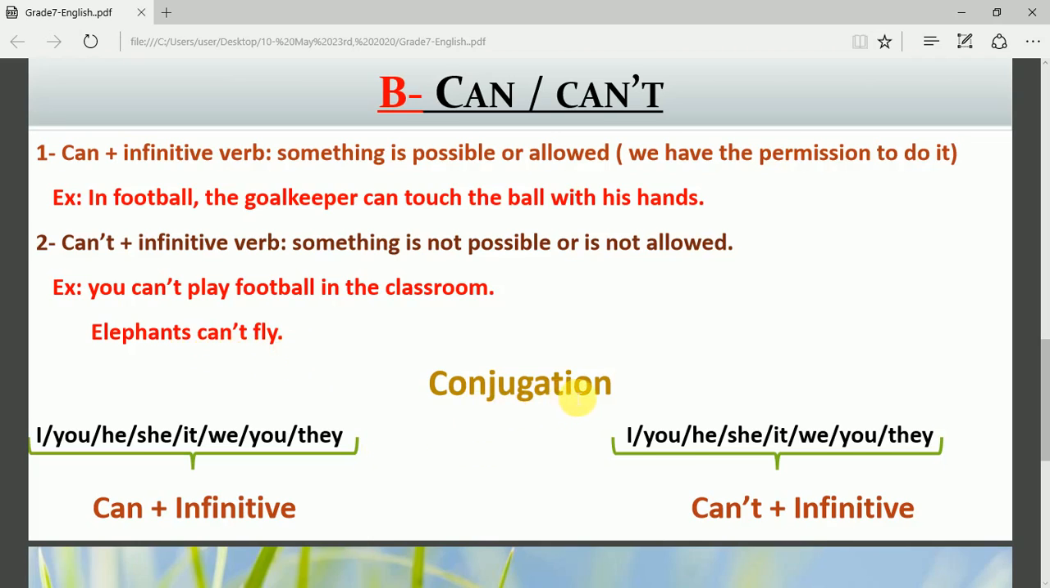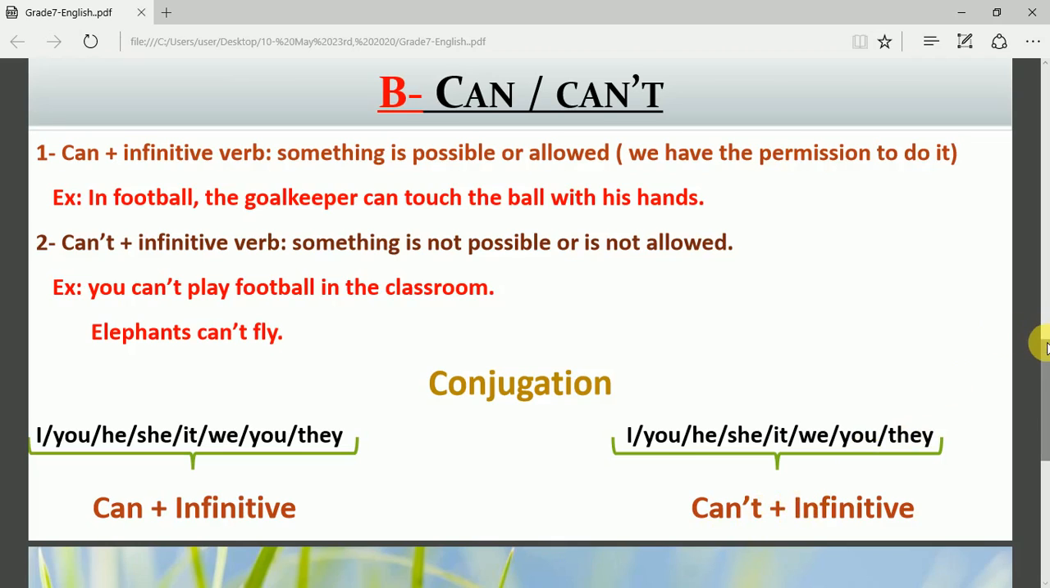Let's look at the conjugation. With I, you, he, she, it, we, you, they, we use can plus infinitive. So they are all the same. Also, the negative form, I, you, he, she, it, we, you, they, can't plus the infinitive. So can and can't are always the same with all the personal pronouns.